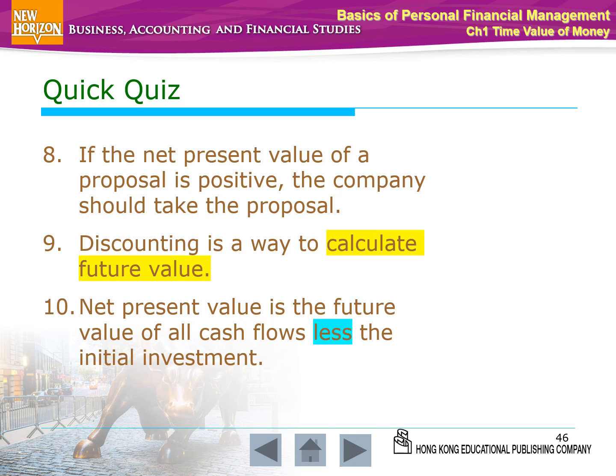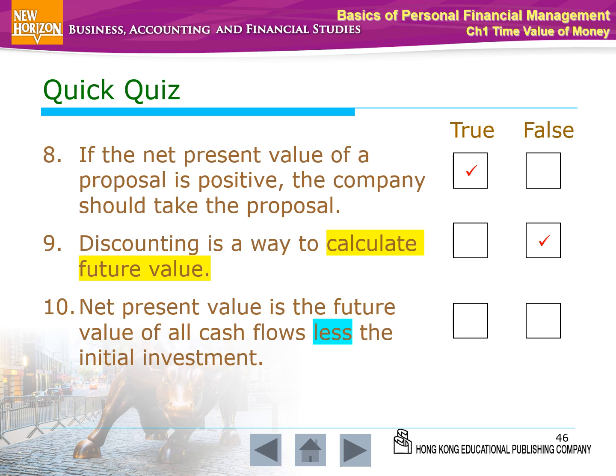Look at the case. If the net present value of a proposal is positive, the company should take the proposal. Is it correct? Yes. B, discounting is a way to calculate future value. Is it correct? No. The answer should be present value. 10. Net present value is the future value of all cash flows less the initial investment. It should be wrong. It should be the present value of a series of cash flows. Present value instead of future value. So the answer is false.